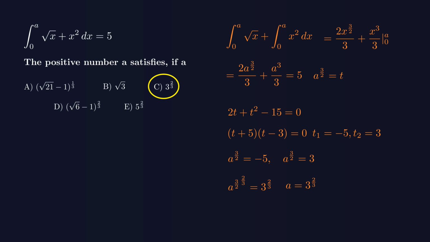Now I want to ask you a question. Feel free to leave your answers in the comments. If the question hadn't said that a is a positive number, and instead just said a is a real number, would we have taken -5? Yes or no, and why?